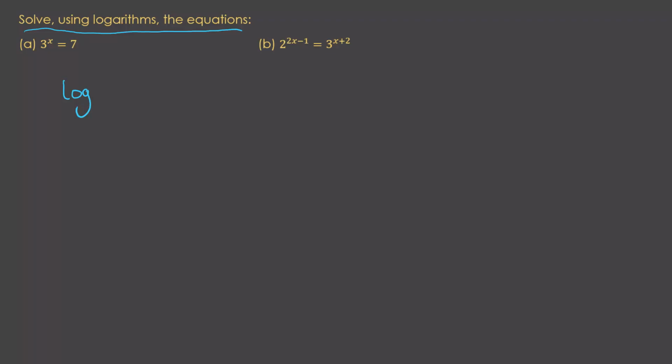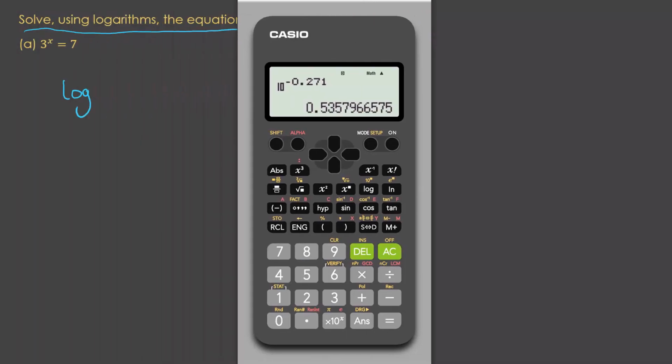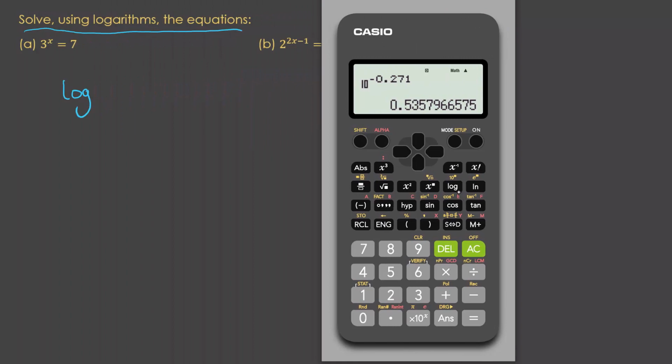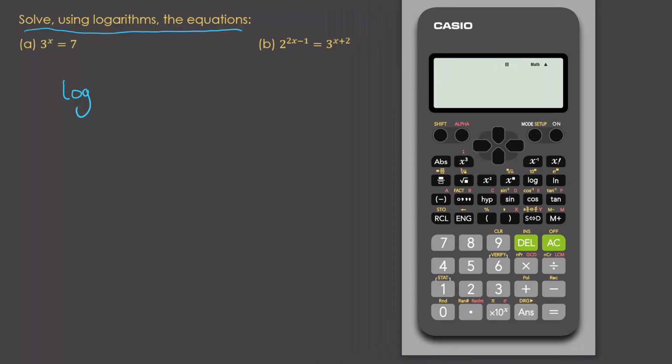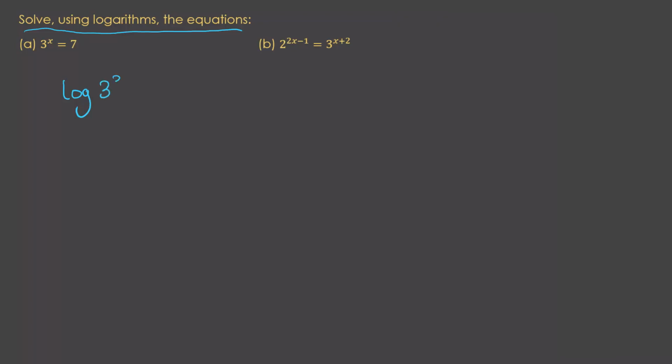It doesn't matter what base, but generally a scientific calculator just has the log button here, which is a log to the base 10, and the ln, which is a log to the base e. If you've got a more complicated calculator, you might be able to do logs of any base. But anyway, let's just go with log to the base 10. So I've taken log to the base 10 of the left-hand side, and of course in the usual way with equations, I therefore have to do that to the other side.